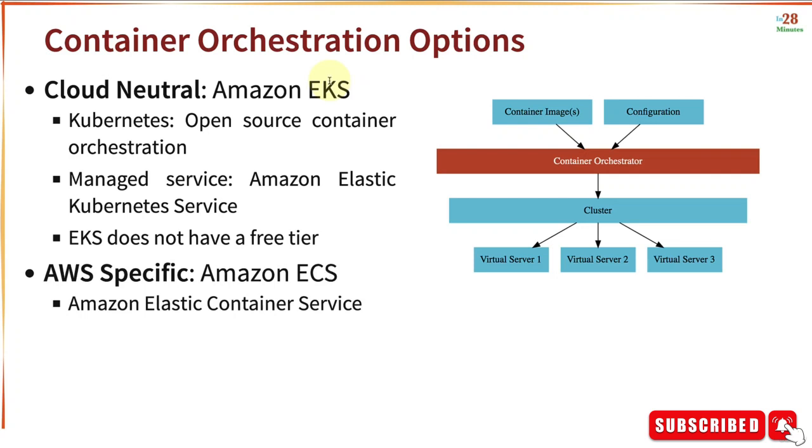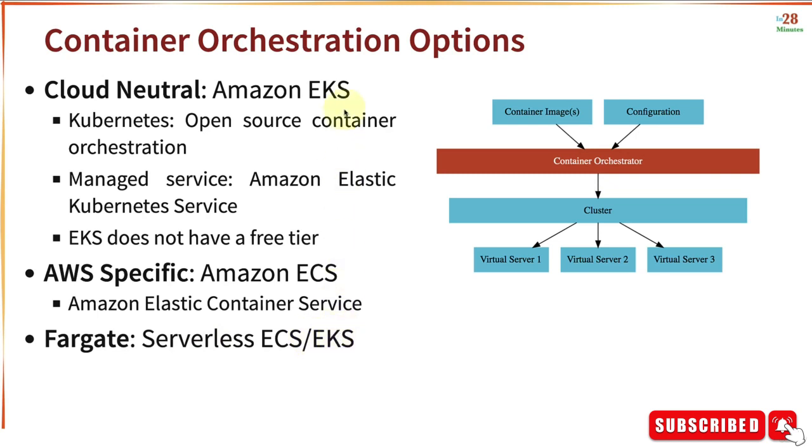AWS also has a AWS specific container orchestrator solution. It's called Amazon ECS or Amazon Elastic Container Service. Even with ECS, you can create a cluster and you can deploy your microservices to the cluster. In addition to EKS and ECS, you have Fargate. Fargate is serverless ECS and EKS.